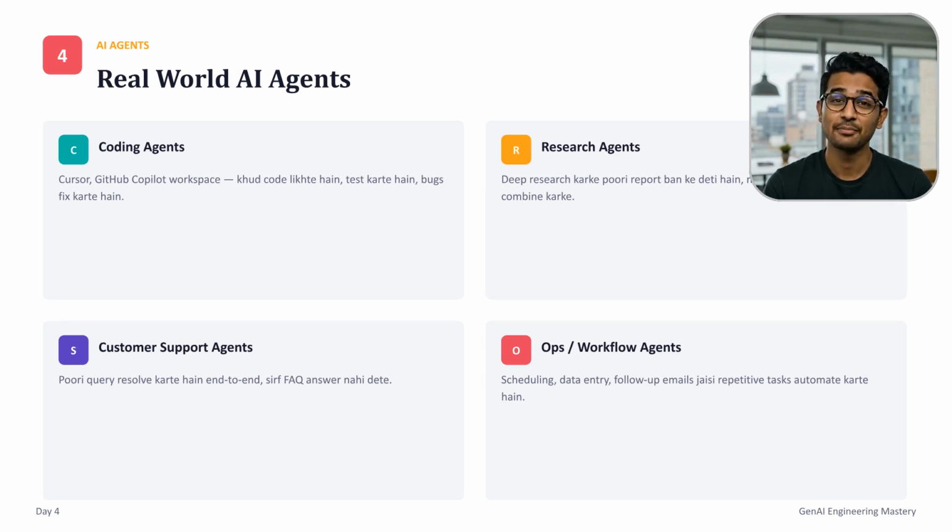Coding agents like GitHub Copilot can write, test, and debug code. Research agents synthesize data from multiple sources into reports. Customer support agents resolve queries end-to-end, rather than just providing FAQ answers. Meanwhile, operations agents automate repetitive tasks like scheduling and data entry.